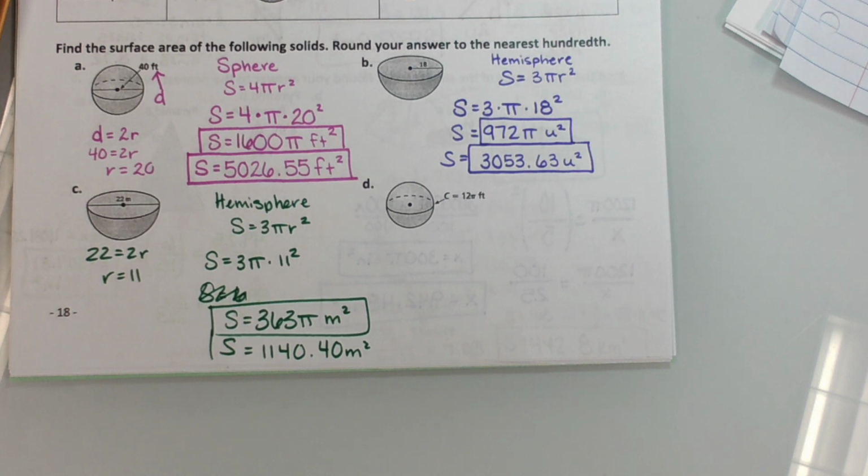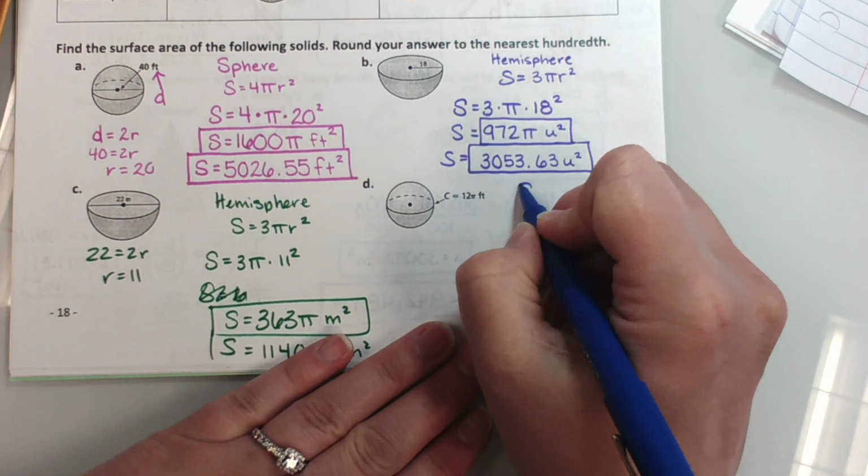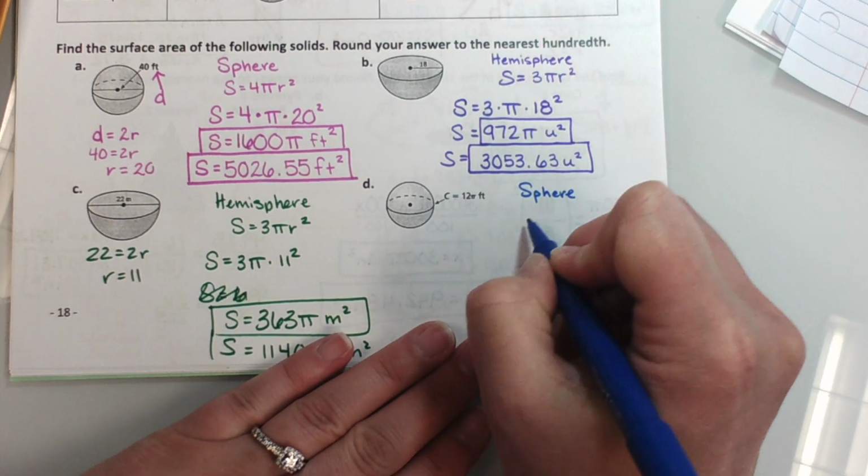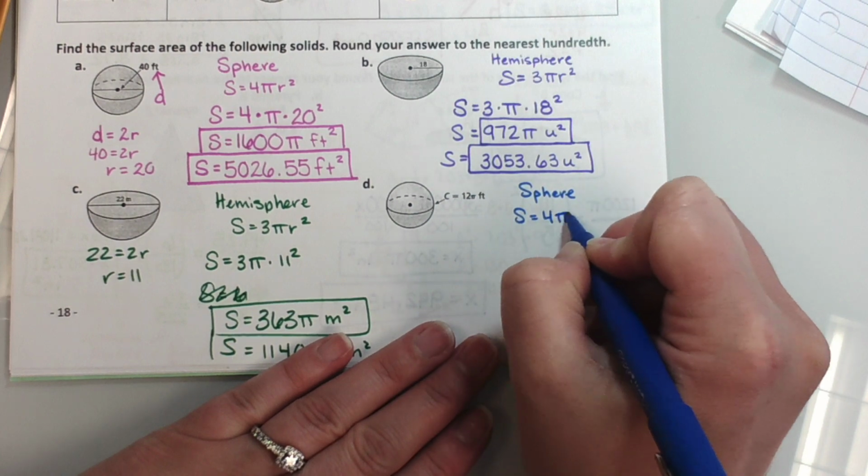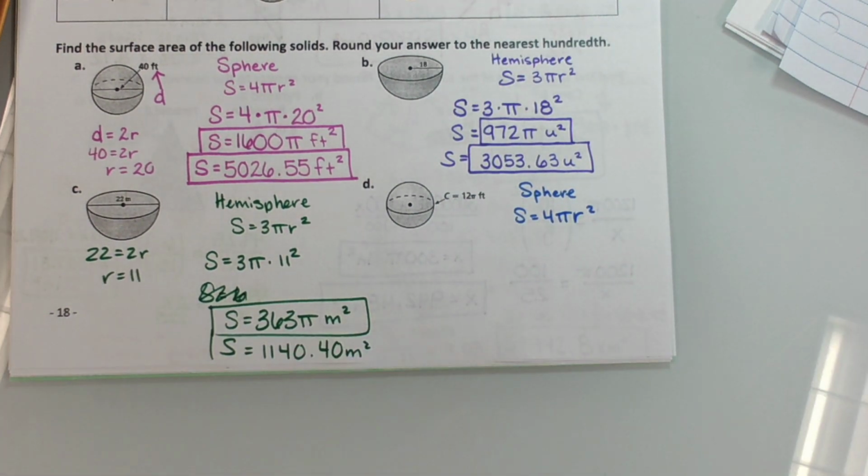Okay, last one on this page. Sphere or hemisphere? Sphere, full sphere. So surface area is 4 pi r squared. If they were the same thing, they wouldn't have two different formulas and we wouldn't be talking about them separately. Close enough, Nate.